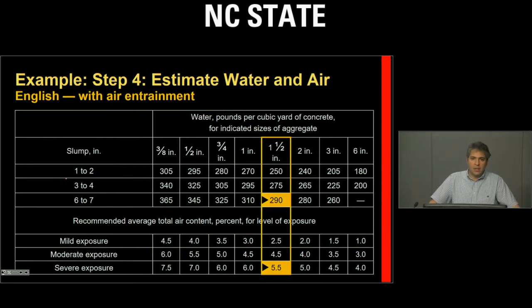We are at the example slide over here. In this particular case, we talked about a maximum aggregate size of 1.5 inch for our application, and we said that we would consider a 6-inch slump, and we see that we end up with 290 pounds of water per cubic yard of concrete. Now, we said that the exposure of a concrete beam is moderate exposure, 4.5. I will go ahead and consider 5.5% air inside this.